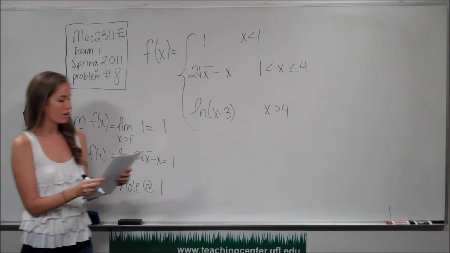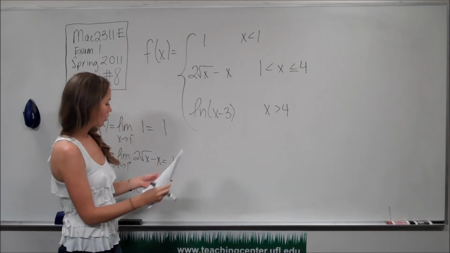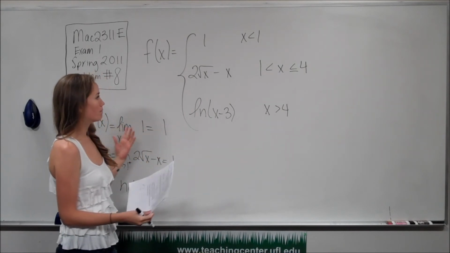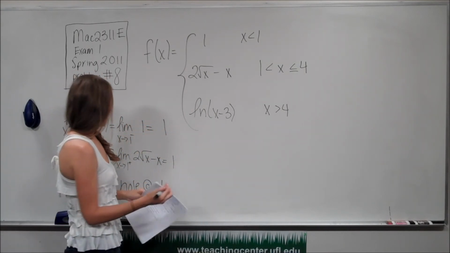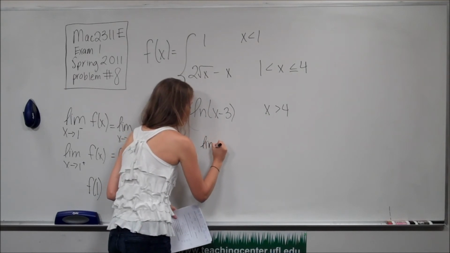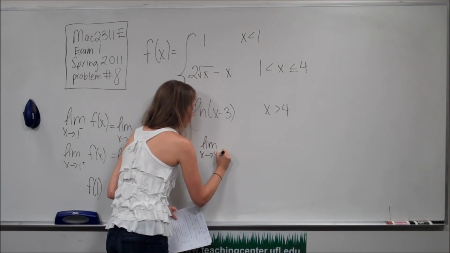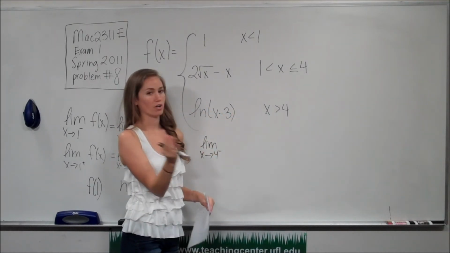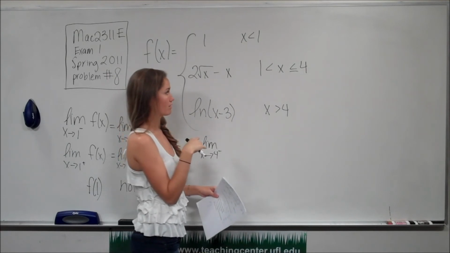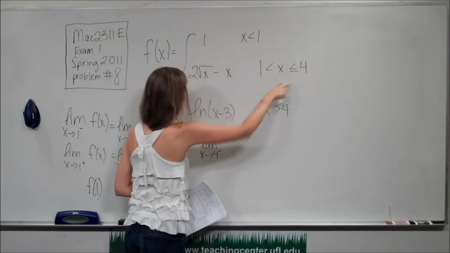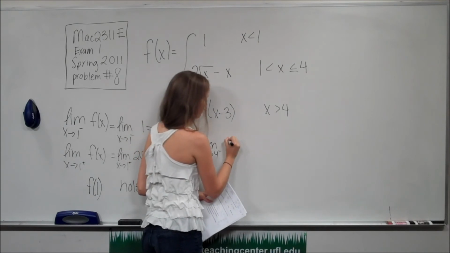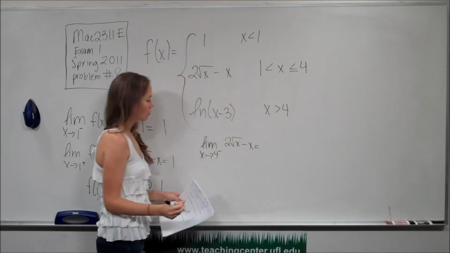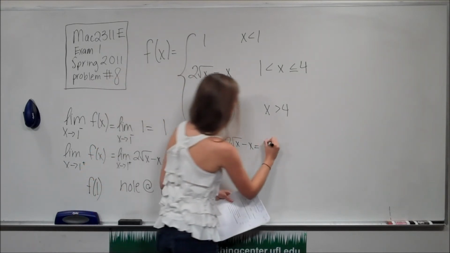Okay, and so now we need to figure out what's happening at 4. So again, we're going to do the limit as x approaches 4 from the left and 4 from the right, and then what f of 4 is equal to. So if we're doing the limit as x approaches 4 from the left, we need to use values that are less than 4, because we're coming in from the left. So that's going to be this function right here. So it's the limit as x approaches 4 from the left of 2 square root of x minus x, which is going to be equal to 0.